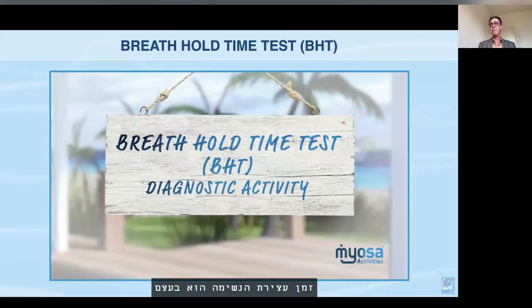The breath hold time is a very easy test we can do. Within 1 minute, you know the level of breathing. So I hope that next time you're back in the clinic from Monday, you start doing the breathing test if you notice any difficulties with breathing, mouth breathing, or nose breathing.